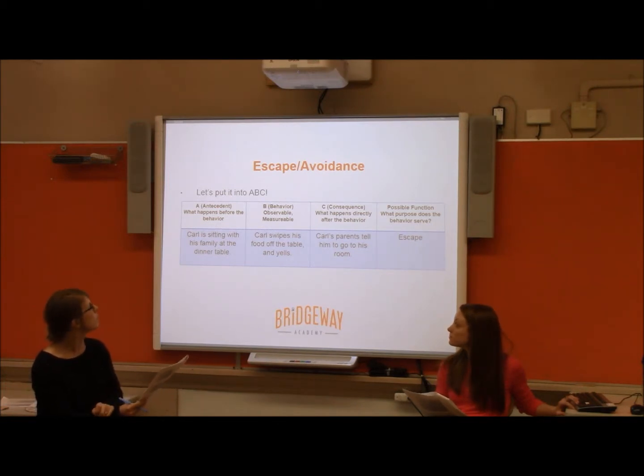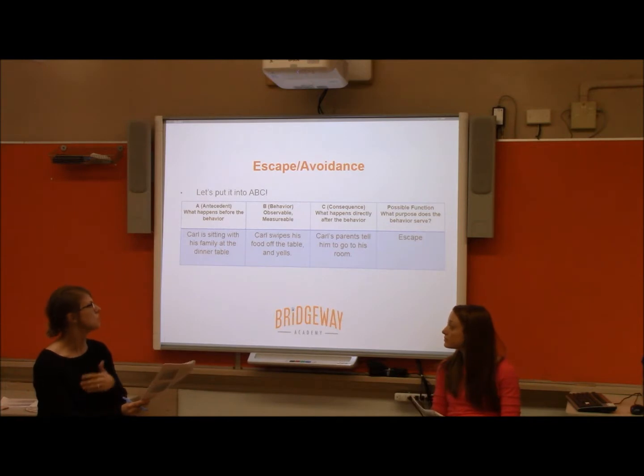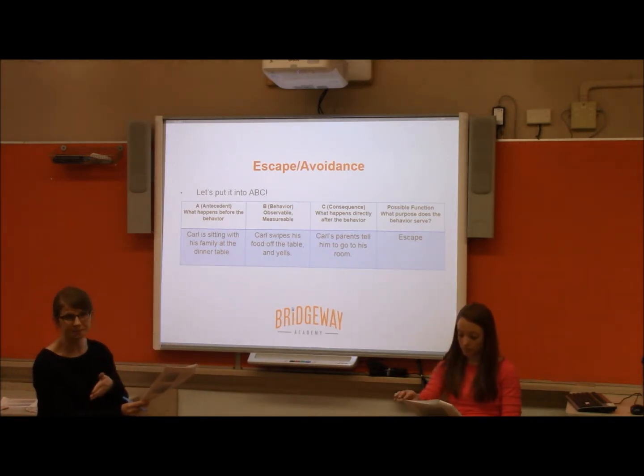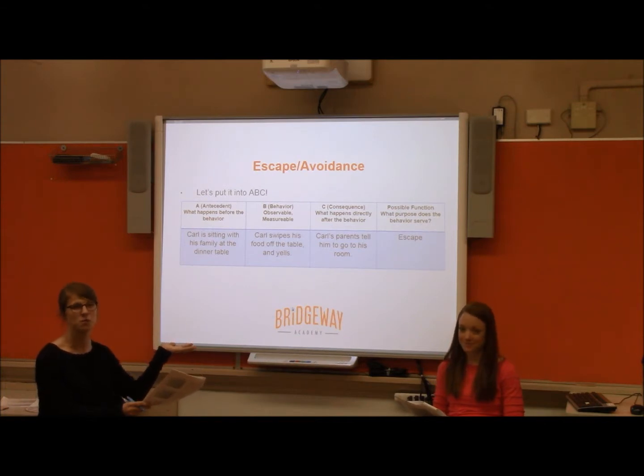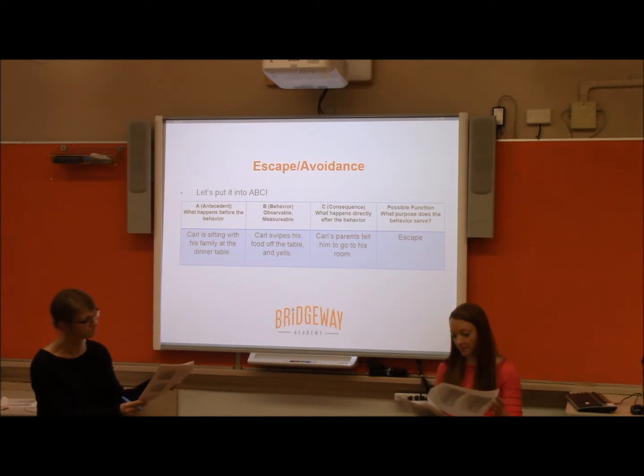Next is escape and avoidance. Carl is sitting with his family at the dinner table. He swipes his food off the table and yells. His parents tell him to go to his room. If he doesn't want to stay at dinner, he doesn't want to eat that food, he doesn't want to sit at the table any longer, then swiping his food and yelling is a very effective way for him to communicate, "I want to escape this situation."